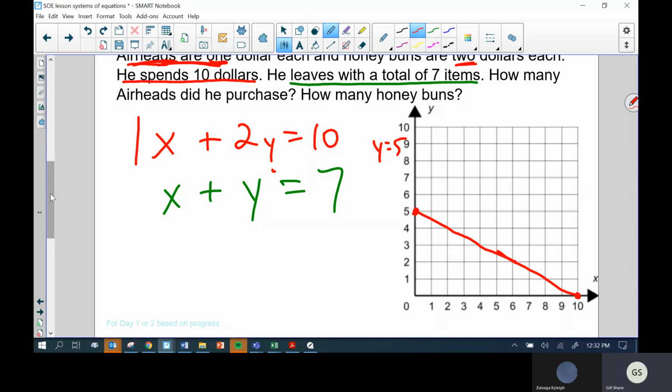Next line, same thing. I'll do this one in green. If I cover up the y term, just x equals 7. All right, well, then I put a dot on x equals 7. If I cover up the x term, well, now it's just y equals 7. I'll put a dot on y equals 7. Now I go ahead and I connect those two.